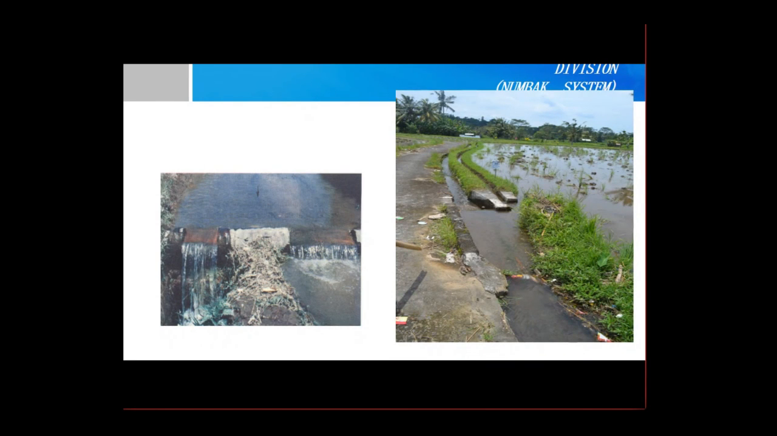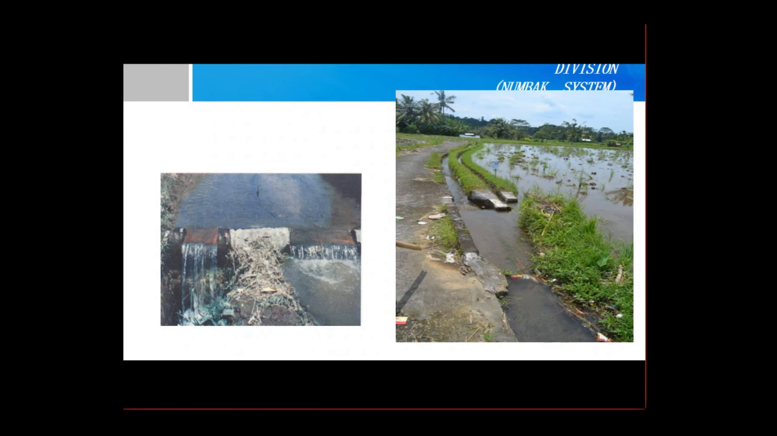This is the condition in the field, how the farmer implements inlet and outlet. You see in the field, the farmer must build a special small canal to the downstream. They avoid breaching the border of the rice field so that the water will flow to the downstream, but they make a special inlet, a special canal for the rice field in the downstream.